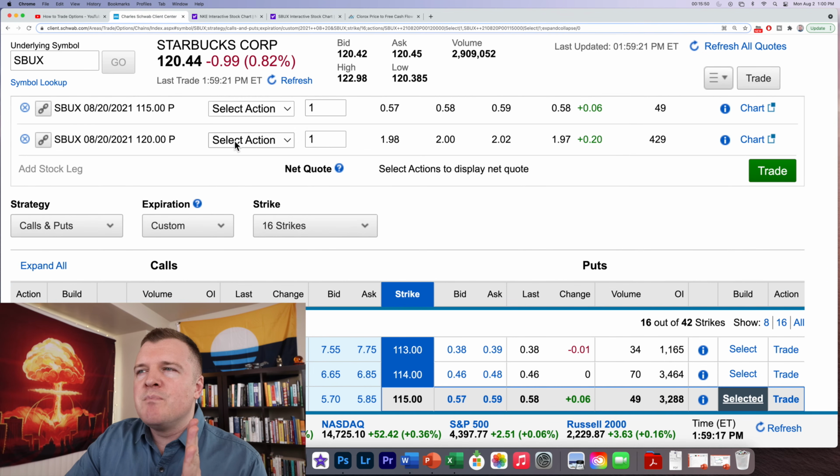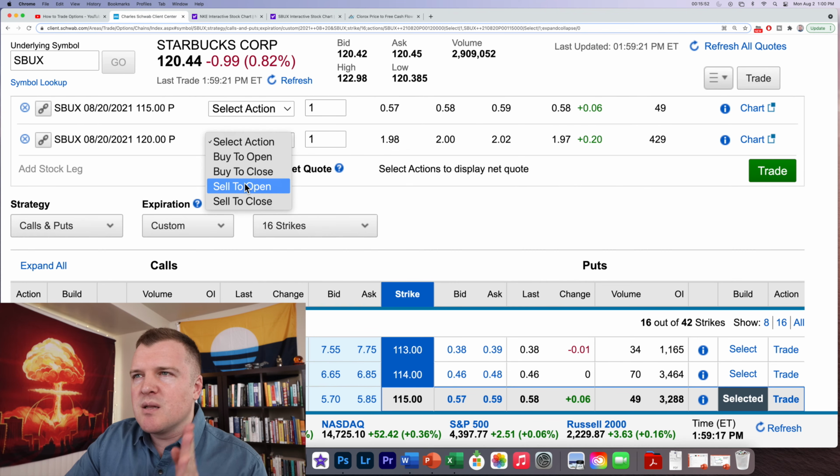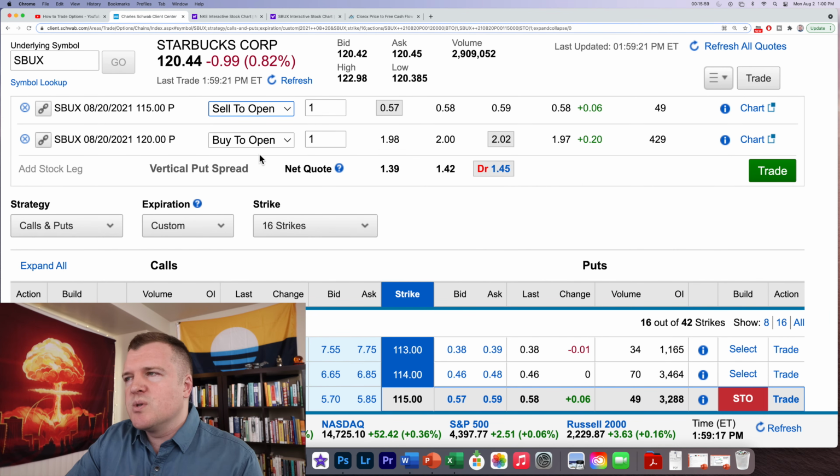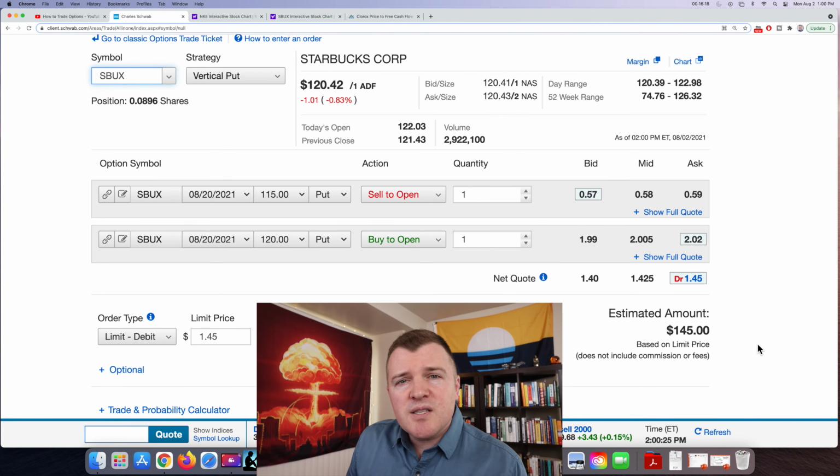And remember, you're buying to open the one that is closest to the current share price, and you're selling to open the other one to basically reduce the cost. So this is saying a debit of 1.45. Let's click on trade and then think about this trade. This debit is going to cost me $145. The width is 500. 500 minus 145 is 355. So the most money I can make on this trade is $355.